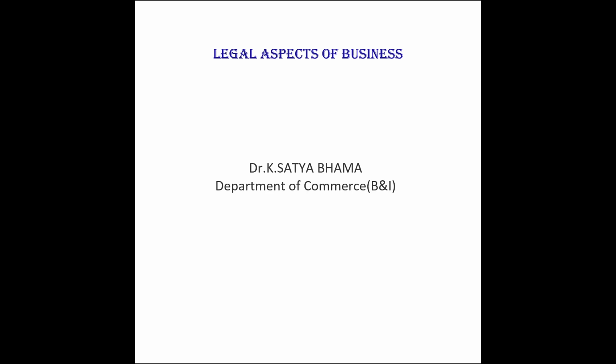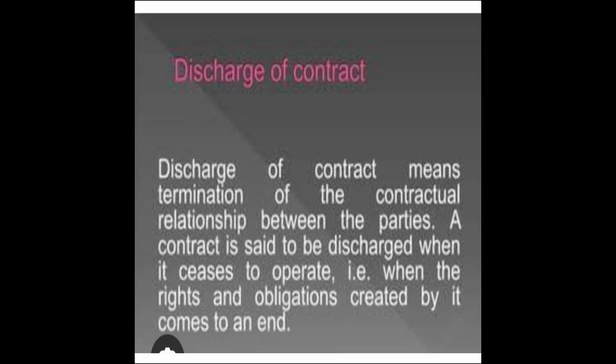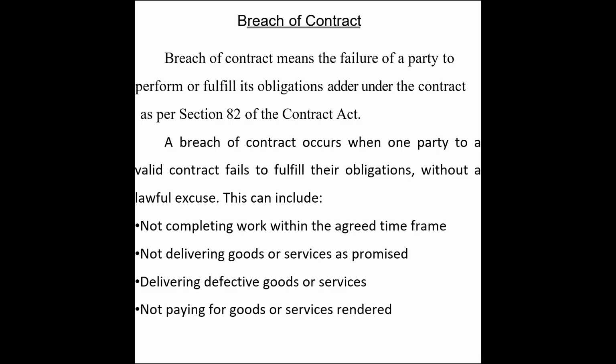Now let's discuss the topic related to discharge of contract. Discharge of contract is nothing but termination of the contractual relation between the parties. The contract is discharged when it ceases to operate, that is, when the rights and obligations created by it come to an end. When two or more parties have terminated the contract, that is called discharge of contract.